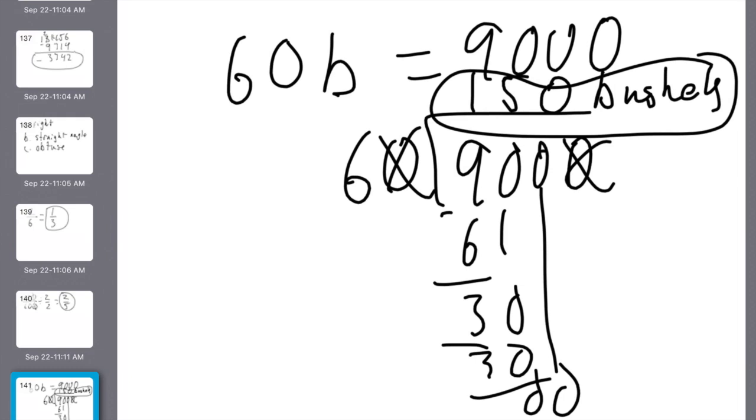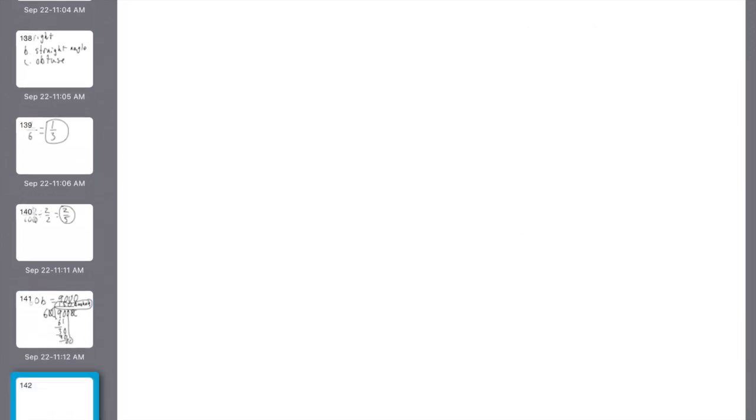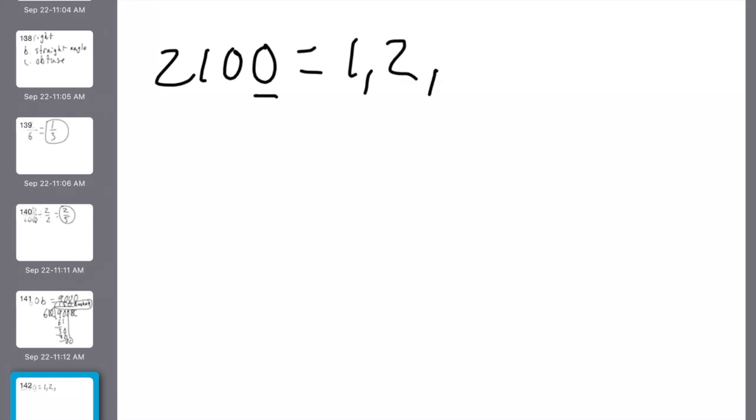Number 7, list the single-digit divisors of 2,100. All right, 1 goes into it because 1 goes into everything. 2 goes into it because the last digit is even. 3 goes into it because 2 plus 1 is 3. 4 goes into it because 4 goes into the last 2 digits. If it's zeros, it works. 5 goes into it because it ends in 0.